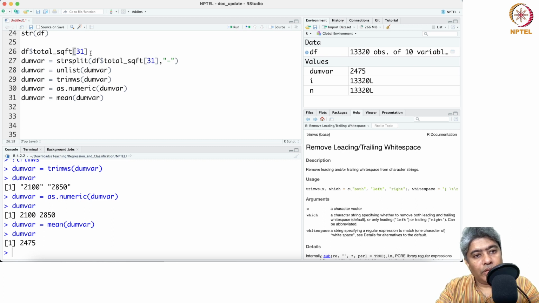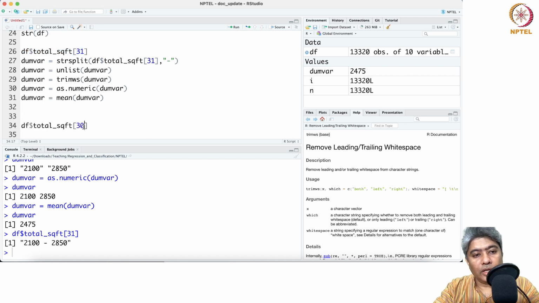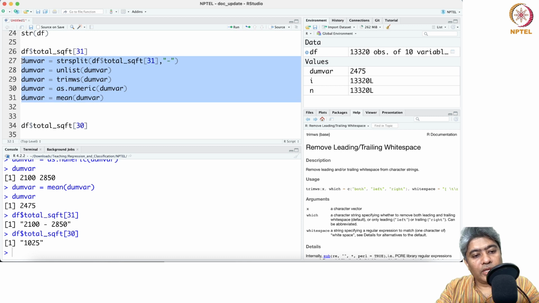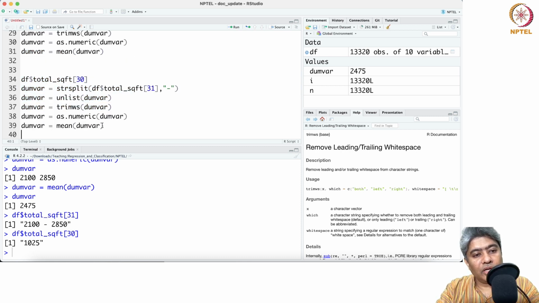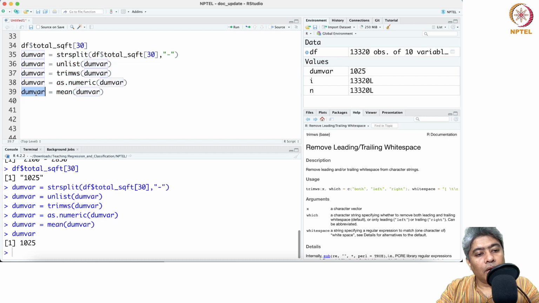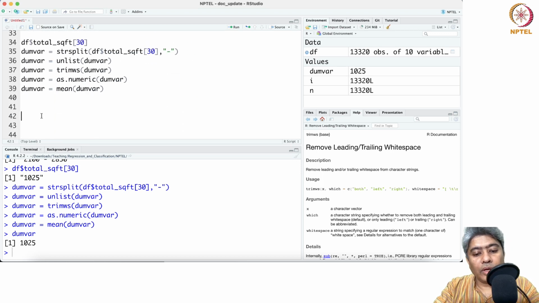And then we can do the same operation over all i. For example, if I run it through row 30, it is 1025. If I just convert it to numeric, that should be fine, but even if I run it through this process, it's still 1025 square feet. So I can run this operation through the entire data, for i in 1 to n.